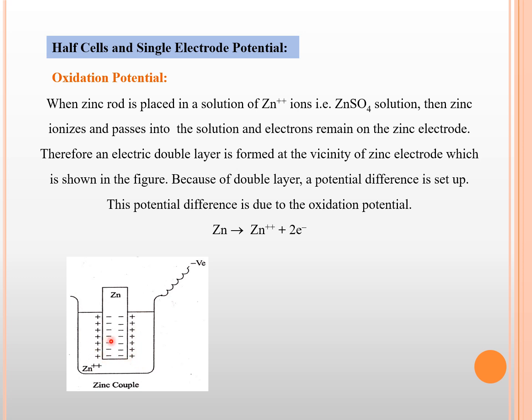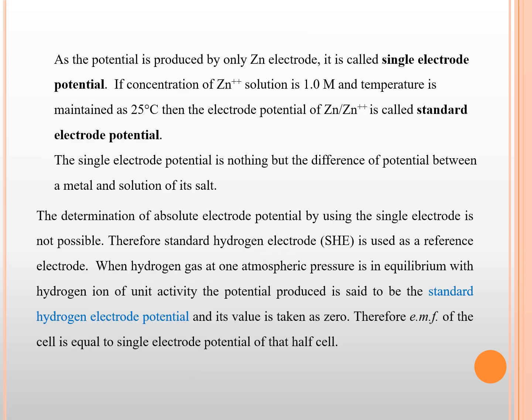Therefore, an electric double layer is formed in the vicinity of the zinc electrode, which is shown in this figure. Here you can see the zinc electrode in contact with Zn2+ solution, that is zinc sulfate solution, and here is the formation of the electric double layer at the surface of the zinc electrode and its solution. Because of this electric double layer, a potential difference is set up. This potential difference is due to the oxidation potential, zinc giving Zn2+ ions plus 2 electrons. As the potential is produced by only one electrode, it is called a single electrode potential.